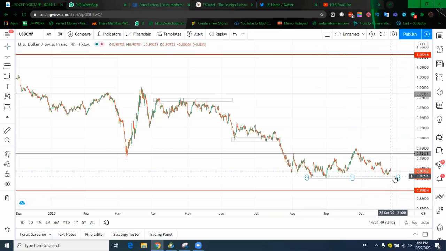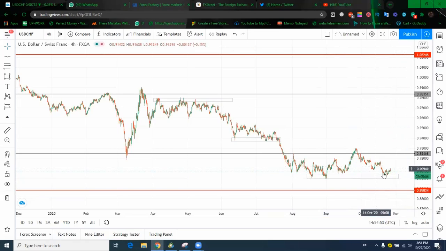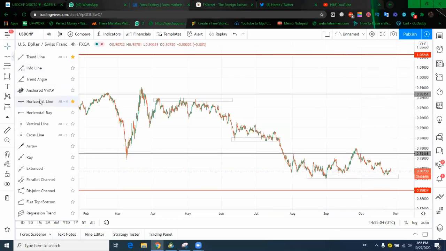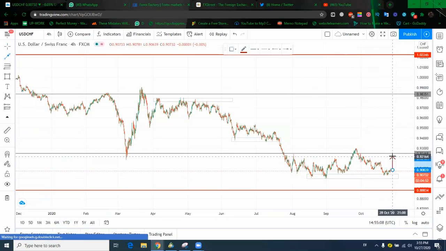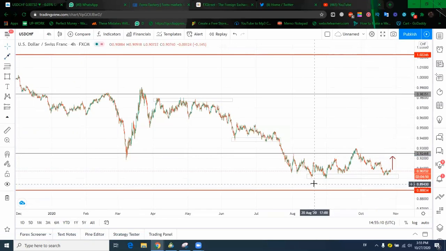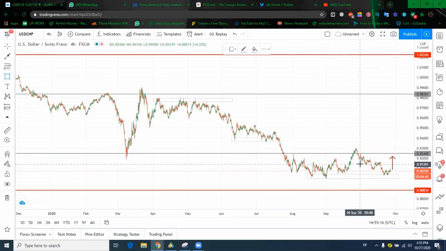So we have the market testing our zone right here, and bouncing off. So we should see a rally up to this resistance up here. So basically, that is what we should be expecting. We should expect the rally up to this point. So if it doesn't happen, then the market is possibly respecting a new level that it has created here.